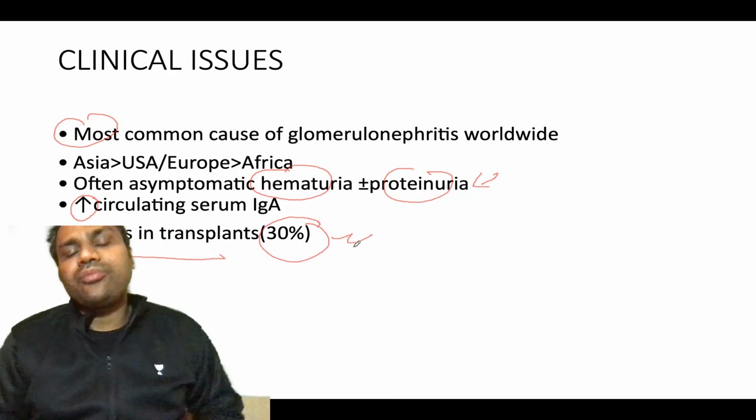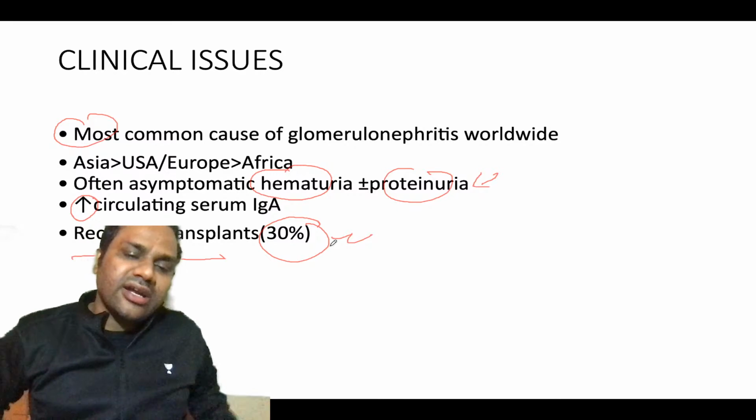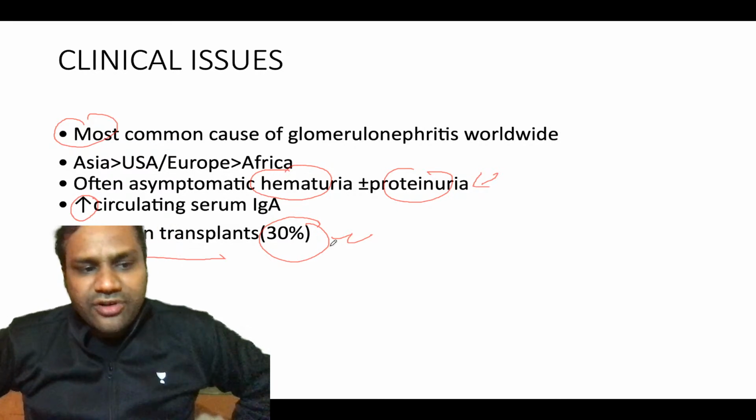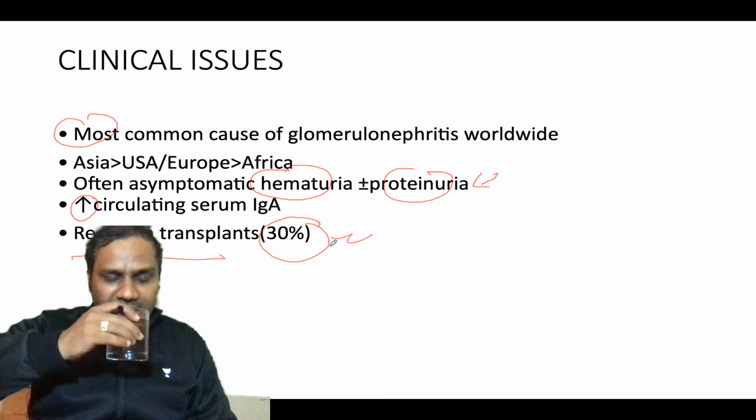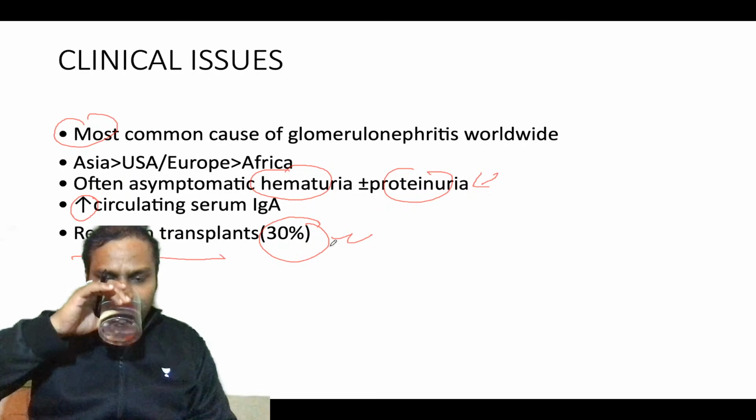Okay, this is another important thing which you need to know: what is the percentage of recurrence in transplant. So IgA nephropathy has a 30% recurrence. Focal segmental glomerulosclerosis has an even higher percentage of recurrence. Okay.